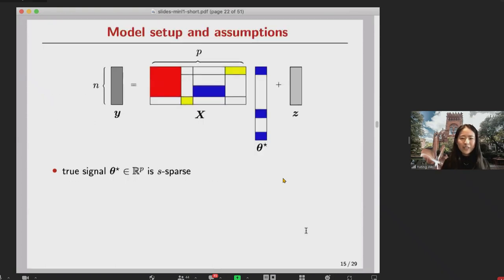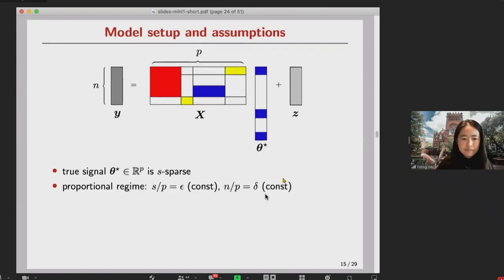Before telling you our main result, let me formally set up the problem. We consider a stylized setting with a linear model where the observation vector y equals X times the true parameter theta star plus a noise vector z, where the true signal theta star is sparse. We focus our attention on the proportional regime, where the sparsity, the number of features and the number of observations are all growing proportionally with each other.